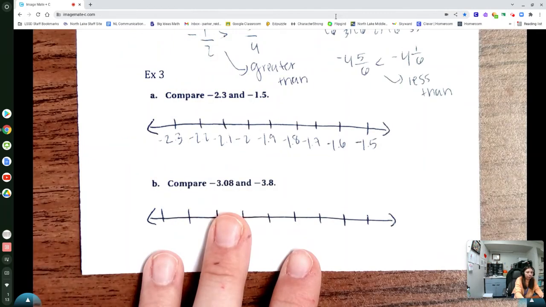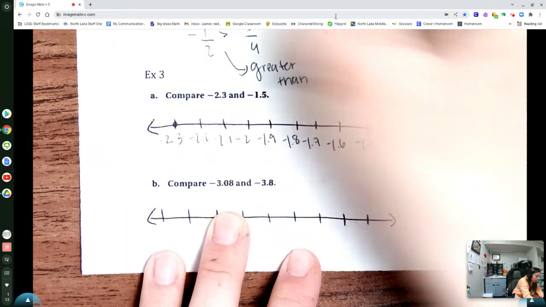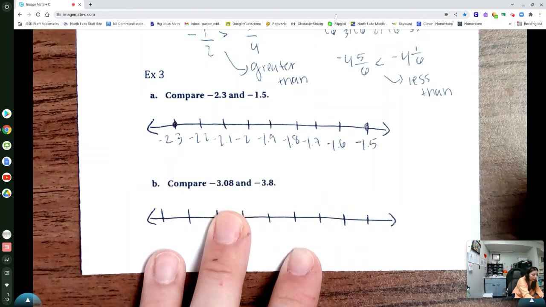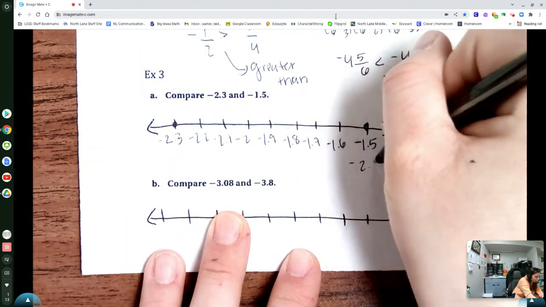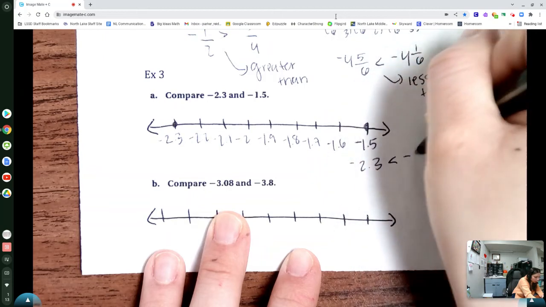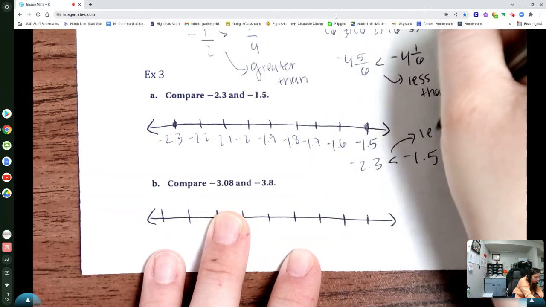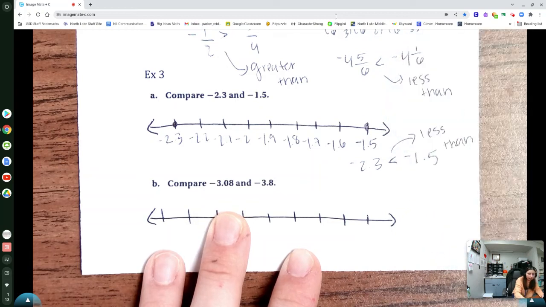And now I'm able to graph both of the numbers, negative 2.3 and negative 1.5, and this is showing that negative 2.3 is less than negative 1.5. That is because it is further to the left on my number line.